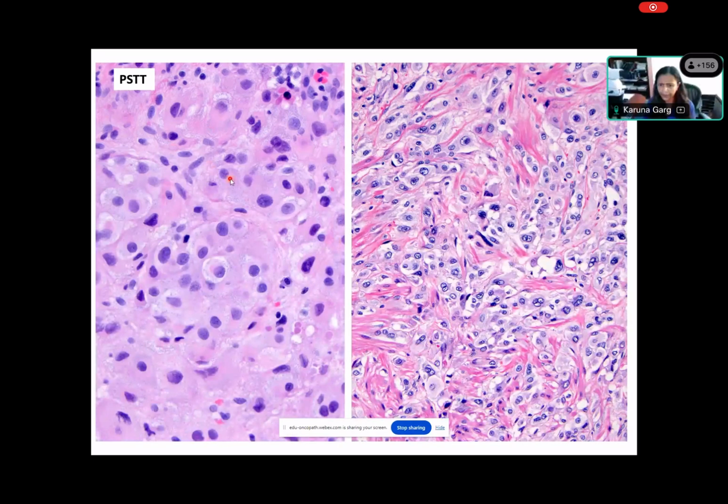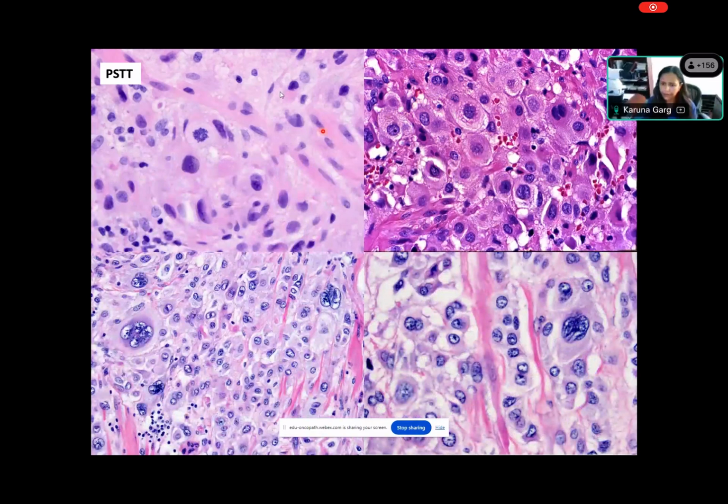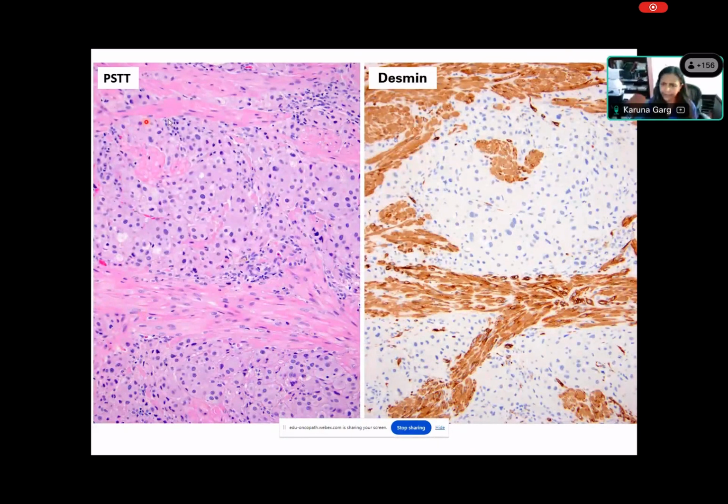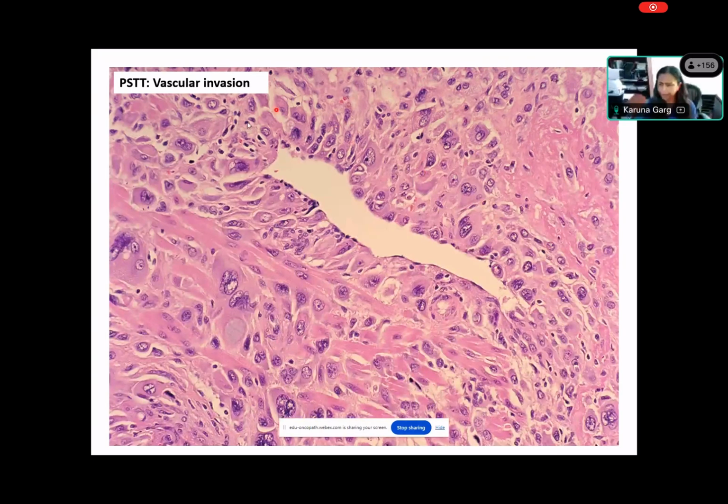So again, this is what your cells will look like. They are mononuclear cells, abundant cytoplasm, pretty atypical. They can form cords and nests. You can see mitoses. You can see occasional multinucleated cells, so that doesn't exclude this diagnosis. And again, this is very characteristic. You can see them splaying the muscle fibers apart and forming these mass-like lesions between the muscle fibers. This is really what you want to see to make a definitive diagnosis of PSTT. And again, the desmin really highlights that pushing the muscle fibers apart. You can see vascular invasion, but remember, you can see vascular invasion in a normal implantation site as well.